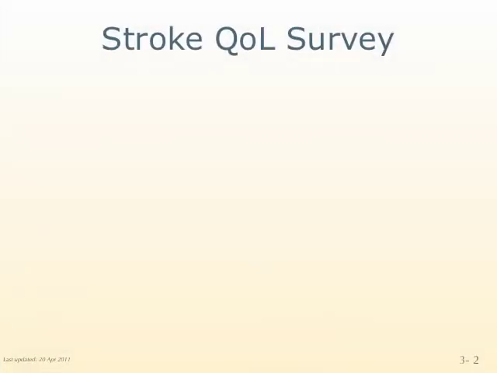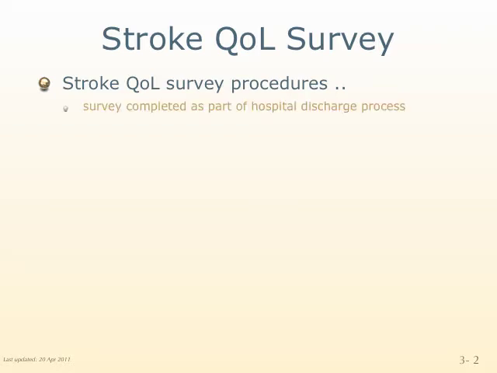I will now briefly outline the procedures which could determine when and how stroke survivors would be asked to complete the Stroke Quality of Life Survey. Firstly, the Stroke Quality of Life Survey should be completed as part of the hospital discharge process in order to establish a baseline for subsequent monitoring of community-based recovery.